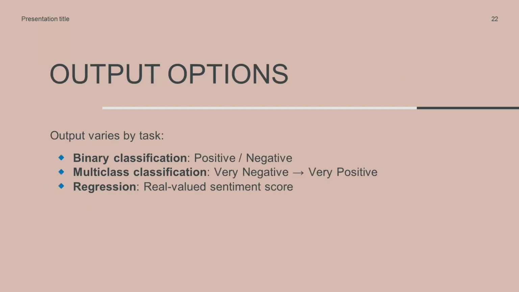Output options. Depending on the use case, the output of a sentiment analysis model, including TFN, can take different forms. Binary classification is the simplest setup: the model decides whether the sentiment is positive or negative. That's it. Multi-class classification: here, sentiment is broken into multiple categories, for example, ranging from highly negative to highly positive. Regression: in some cases, we need a real valued sentiment score, like a number between minus 3 and plus 3.